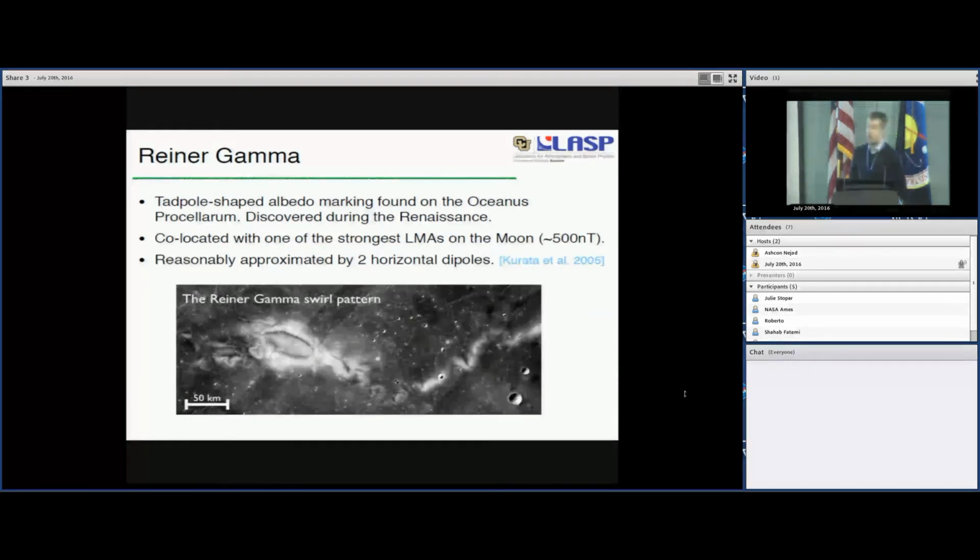So the thing I want to look at today is Reiner Gamma. I'm sure you've seen this one before. It was discovered quite a few centuries ago, and it's one of the strongest LMAs on the lunar surface. Previous work has approximated this thing by two dipoles, one sitting over this bit, and another one sitting more there. And I will show you later that this is not such a bad comparison.